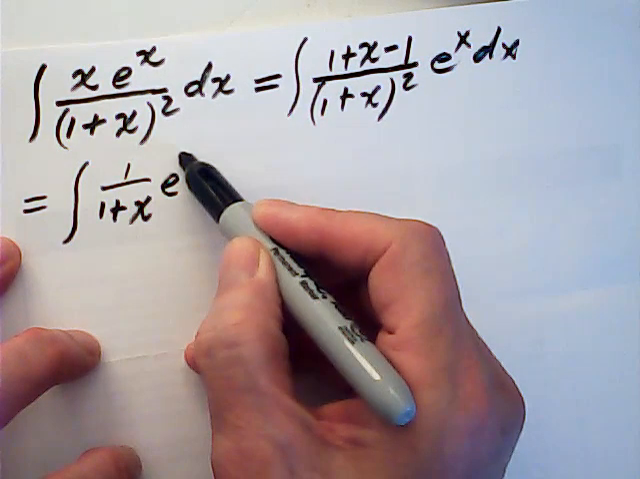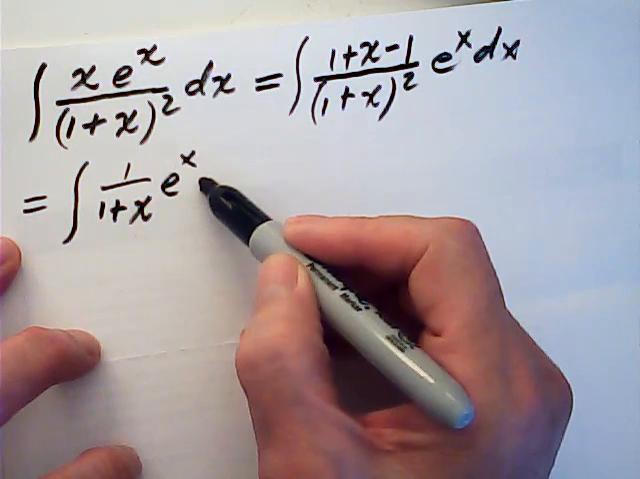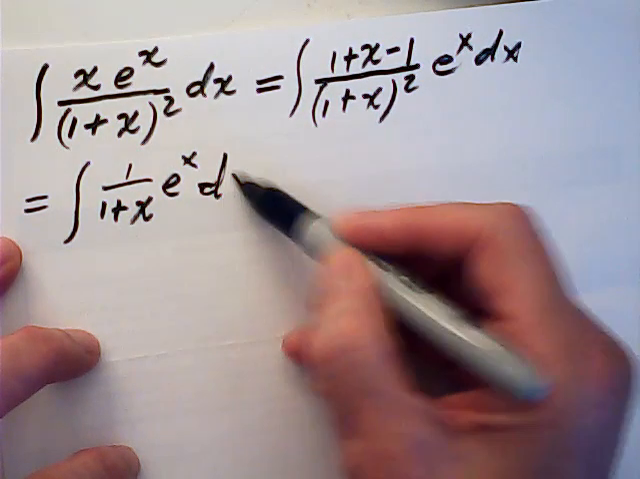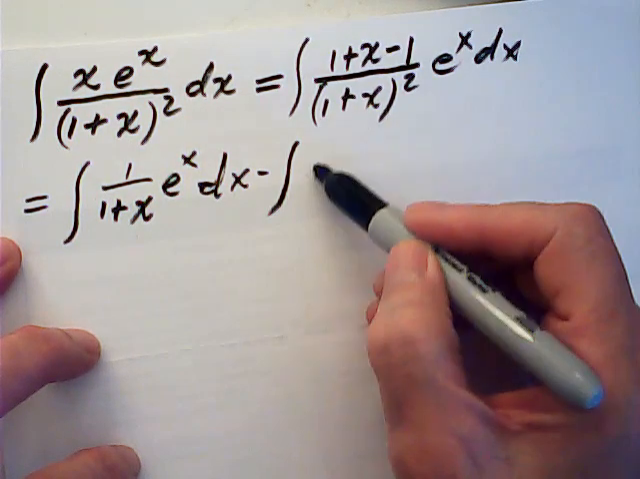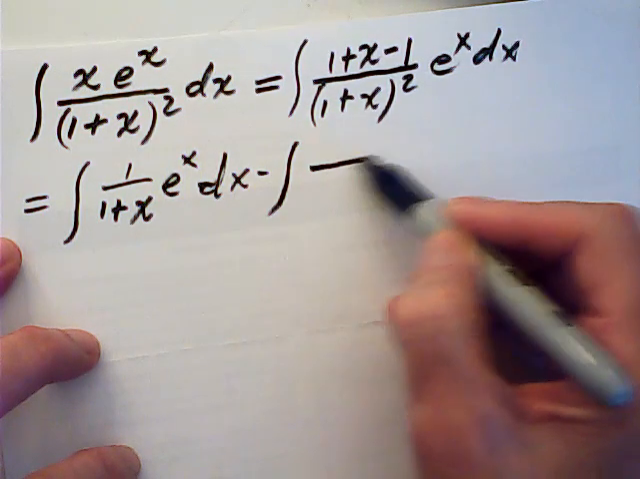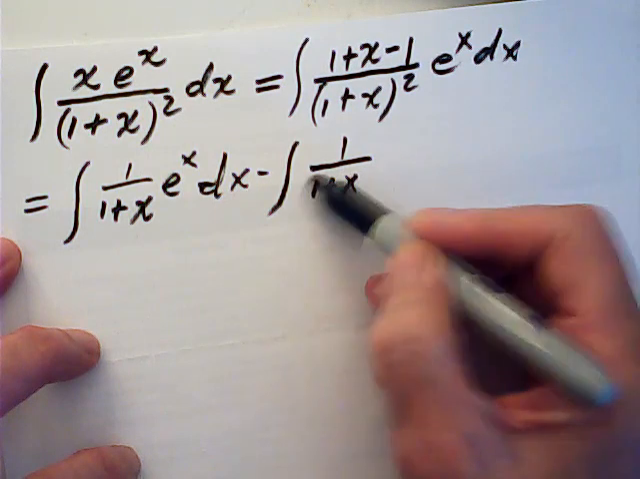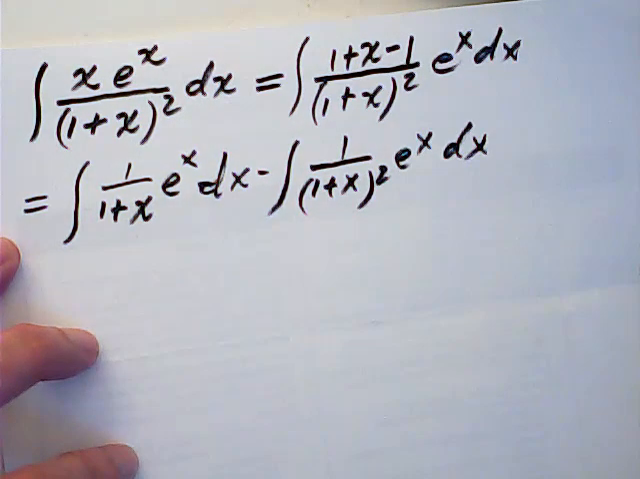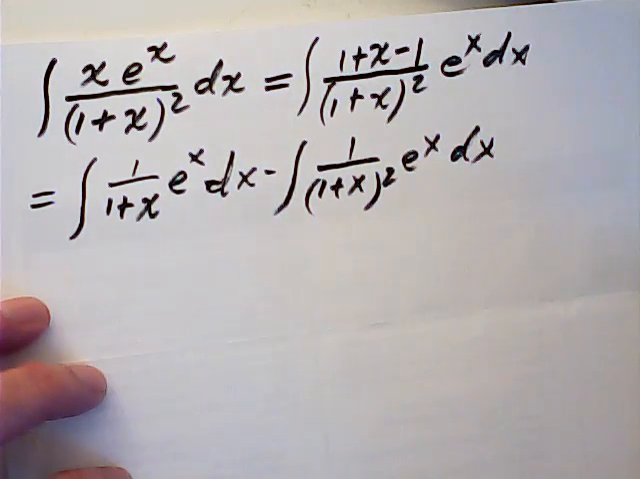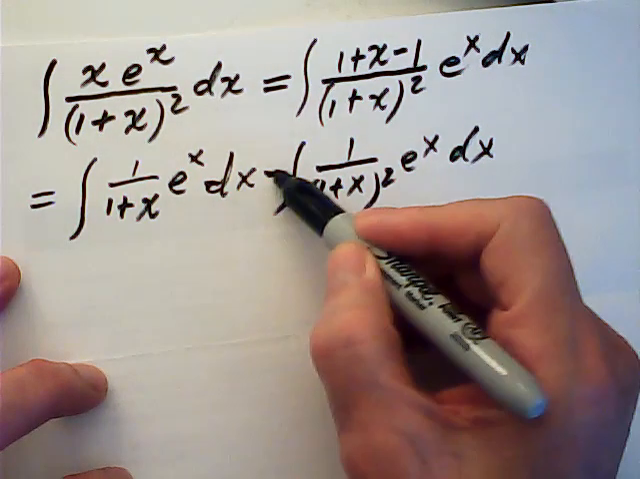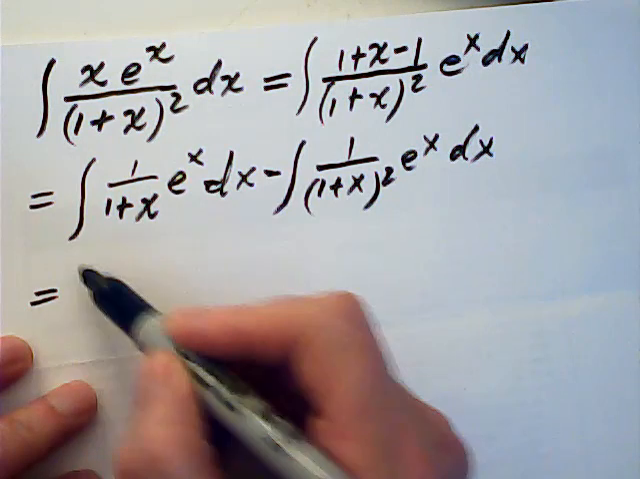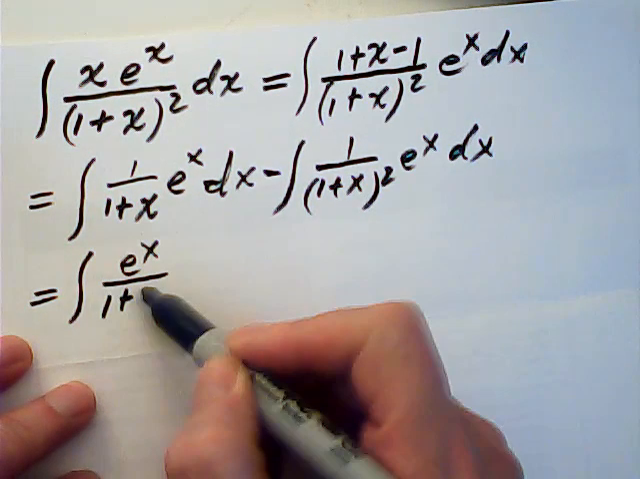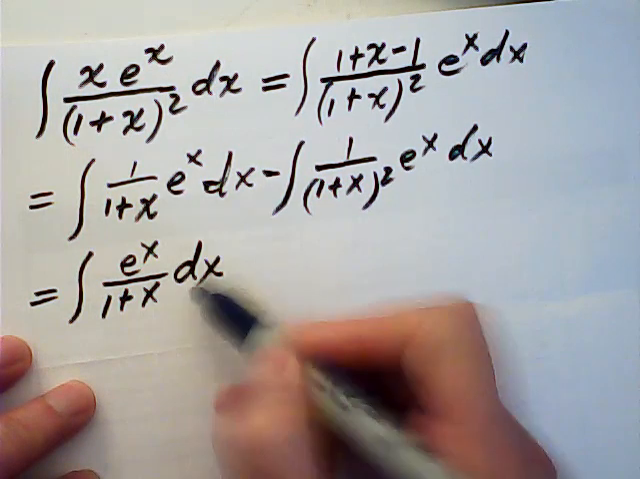e to the x dx, and minus 1 over 1 plus x squared e to the x dx. Then the first one is e to the x over 1 plus x dx.